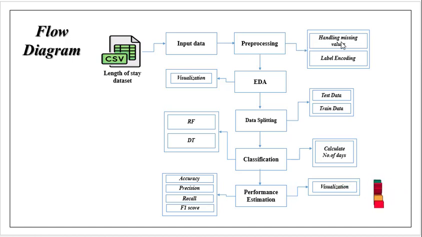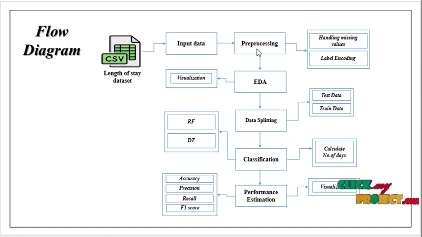In this step we check missing values. Handling missing values means we check whether any missing values are present or not. If there are any missing values, we replace them with zeros, because we check missing values to avoid wrong prediction. Then label encoding. Label encoding means we convert the string into a numeric integer value.